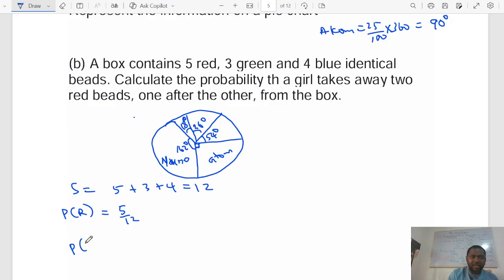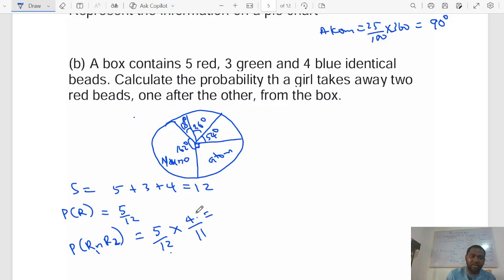But for picking 2 red beads, picking one and then picking the other does not look like replacement. It looks like without replacement. So the probability of picking the first red is 5 over 12. The probability of picking the second red is going to be 4 over 11, right? Because the first red has already been picked, so the total number is 11 and the number of red remaining is 4. That's how to do it when you are not replacing.